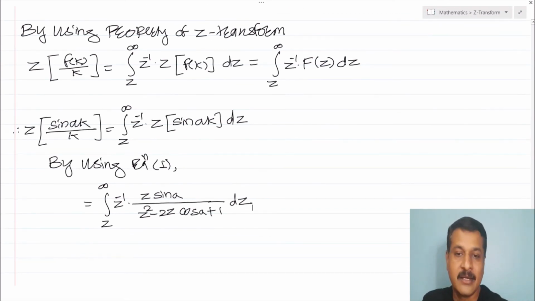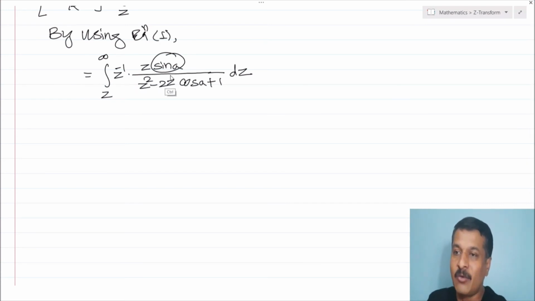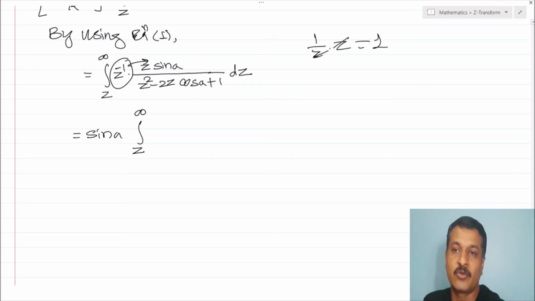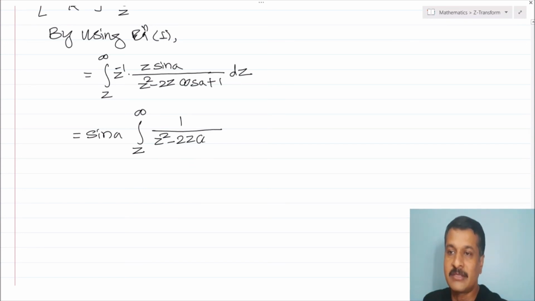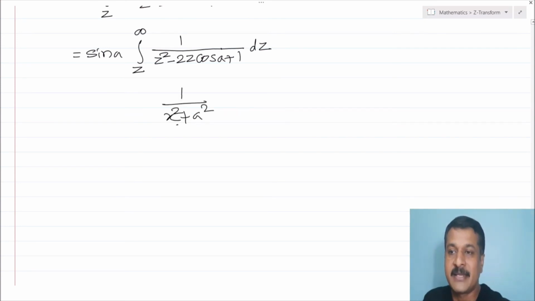Note that here the integration is with respect to z, that is why sin a is a constant, you can take it directly outside. So I am getting sin a, integration from z to infinity, and this z inverse into z is nothing but 1 by z into z, it is equal to 1. So I am getting 1 upon z square minus 2z cos a plus 1 into dz. So integrate this with respect to z. Here your integration part should be perfect. You try to obtain it in the form of x square plus minus a square, because here z square and 2z make a perfect square.